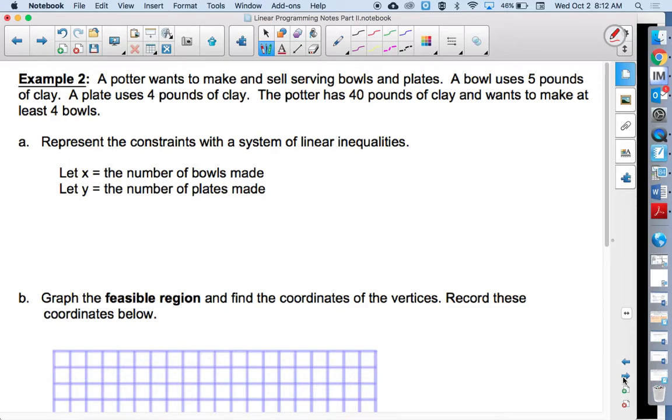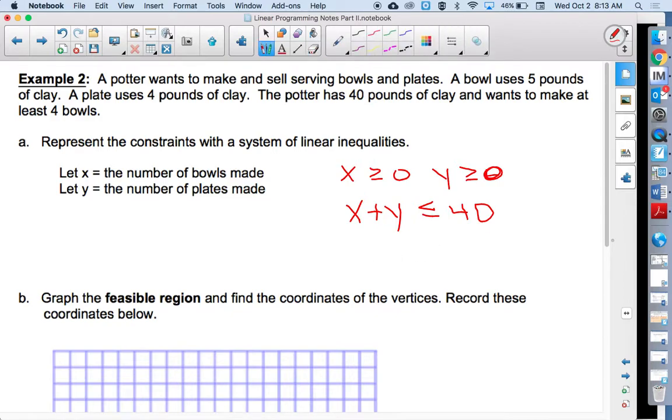Eva, do you have an inequality? I have a couple. Okay, what do you have? The x is greater than 0 and y is greater than 0. Okay, so you said X is greater than 0, Y is greater than 0. And then I have x plus y less than or equal to 40. Okay, so this is close.